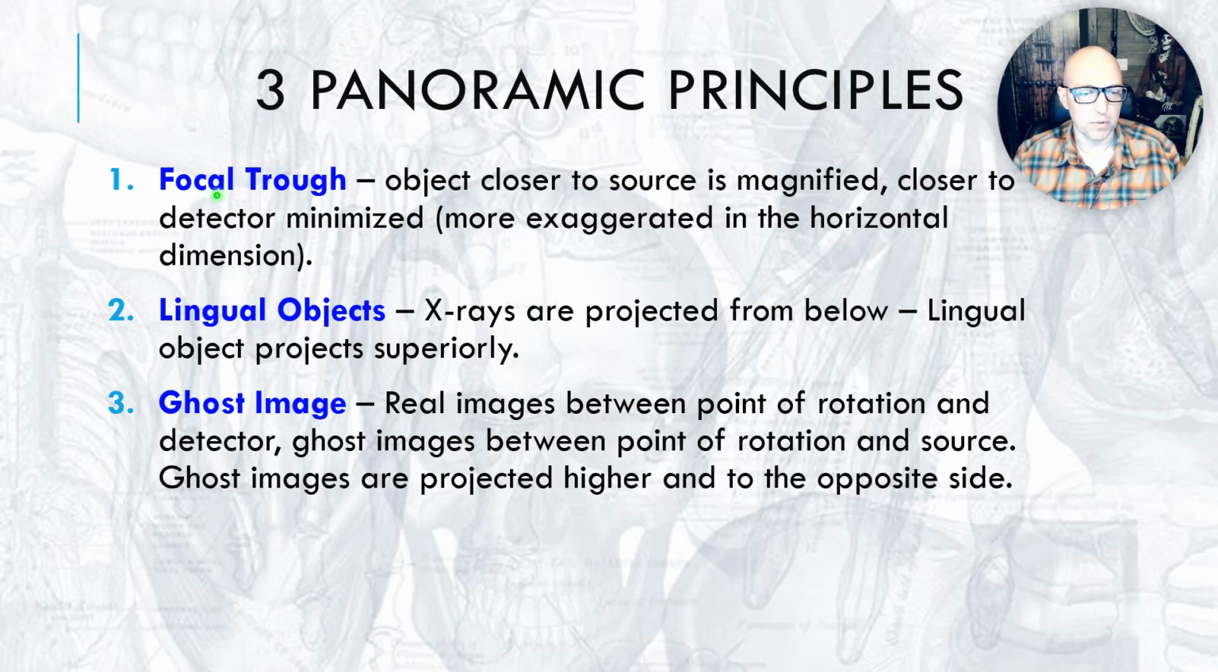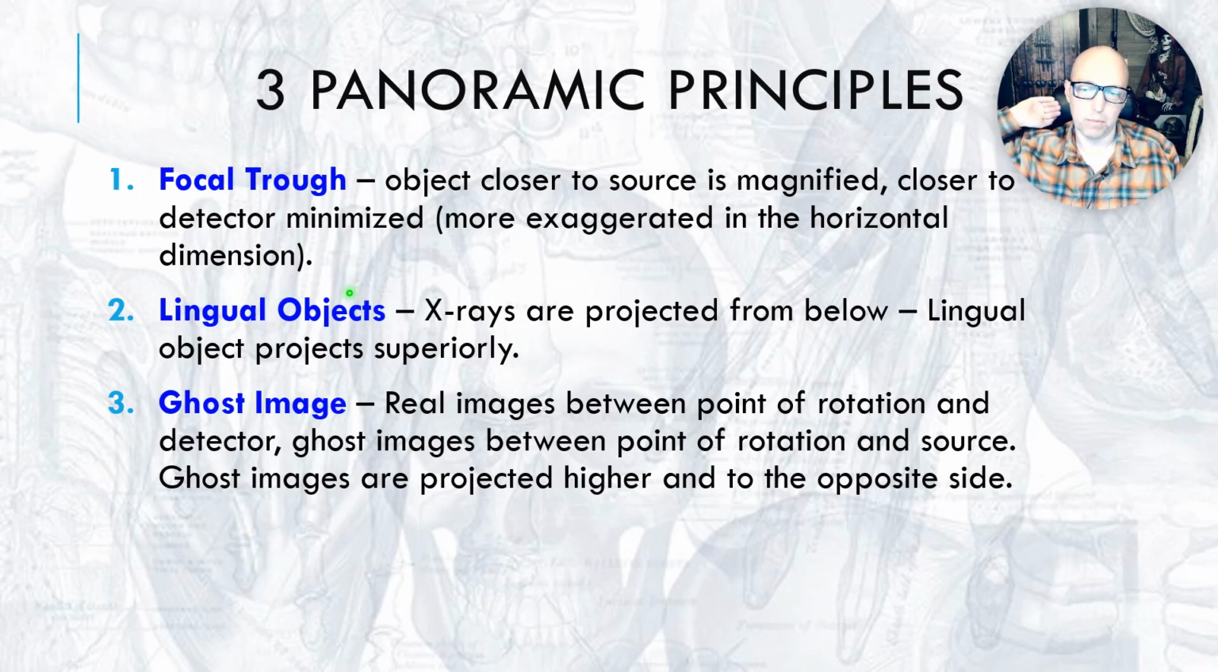And so these 3 principles, the first one, you probably remember, focal trough. Only things within the center of that focal trough that follow the curve of the dentition, the curve of the mouth around, are going to be in focus. Other things are going to be stretched out, they're going to be blurred, and you're not going to see them as well.